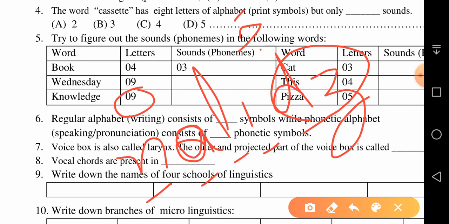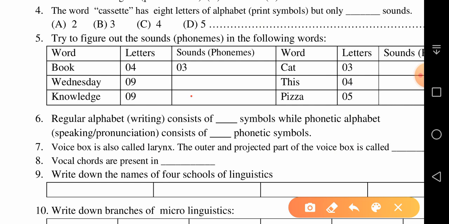Knowledge, knowledge. How many sounds? 5 sounds. Okay, here we will write 5.